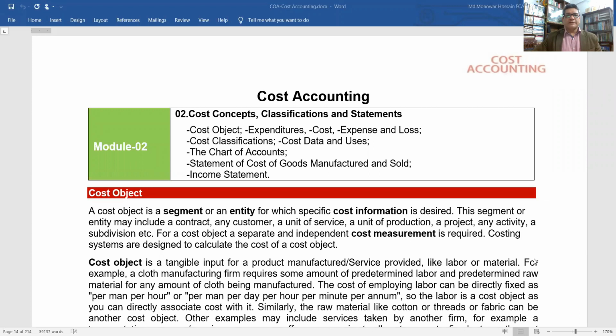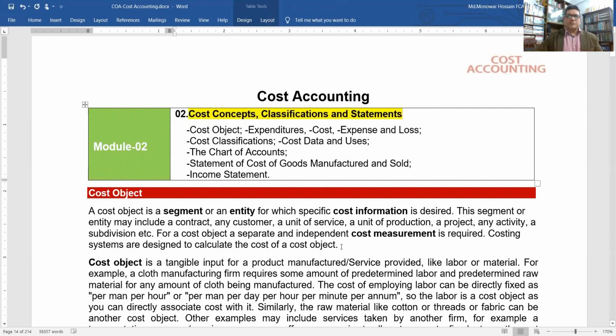So today we'll learn cost concept, classification, and the statements. Within this module, we will learn cost object, expenditure, cost, expenditure and loss, cost classification, cost data and use, the chart of accounts, a statement of cost of manufacturing goods sold, and the income statement.